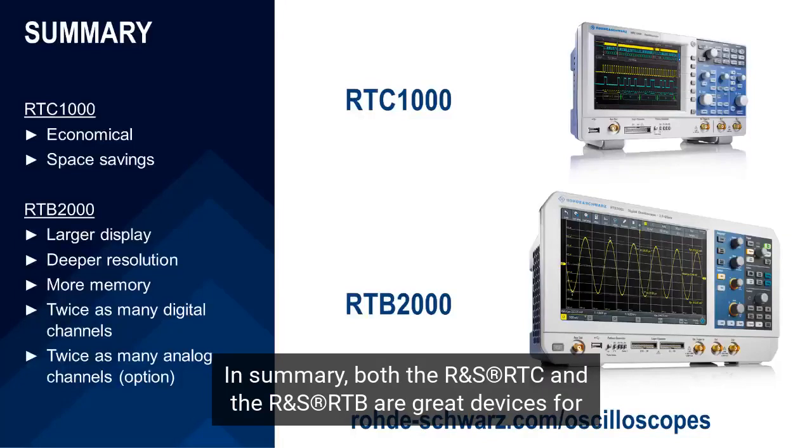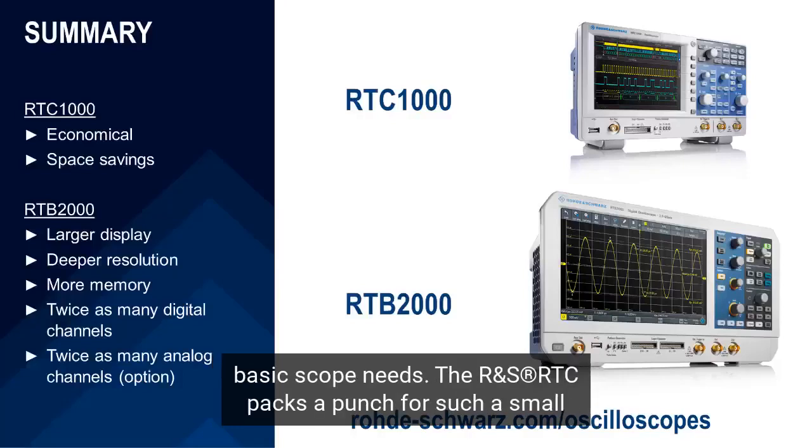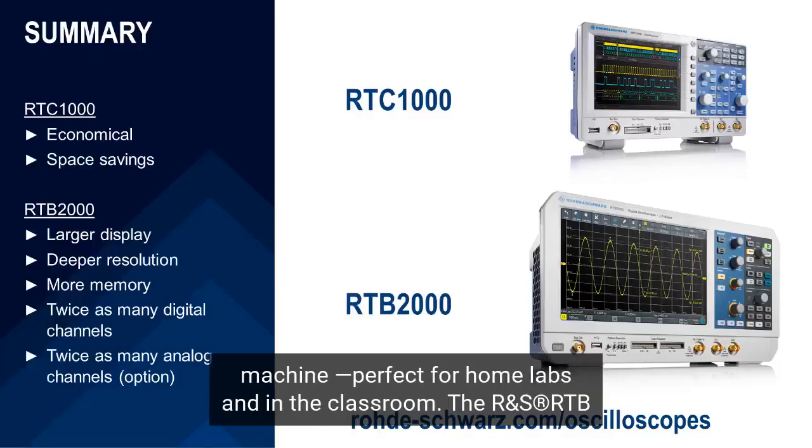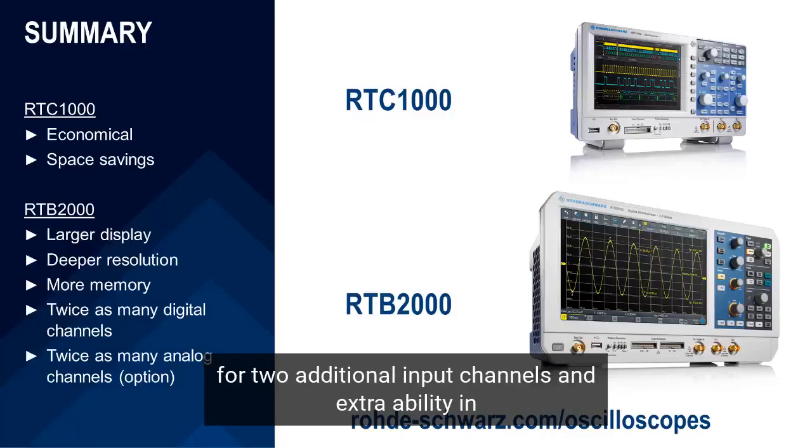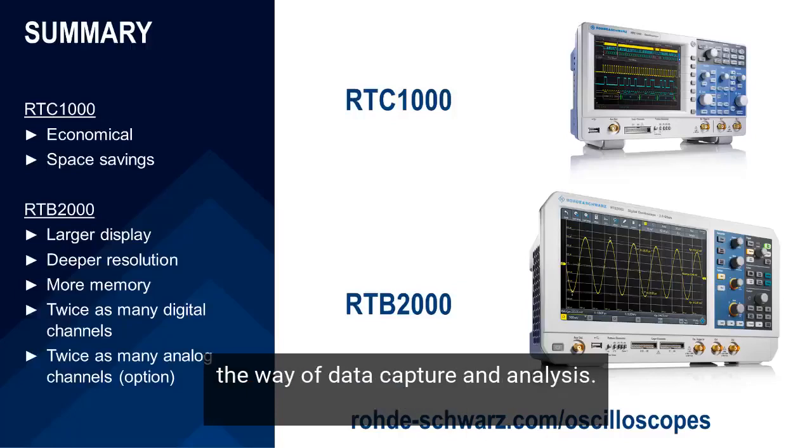So in summary, both the RTC and the RTB are great devices for basic scope needs. The RTC packs a punch for such a small machine, perfect for home labs and in the classroom. The RTB brings a larger display, greater resolution, greater memory, an option for 2 additional input channels, and extra ability in the way of data capture and analysis.